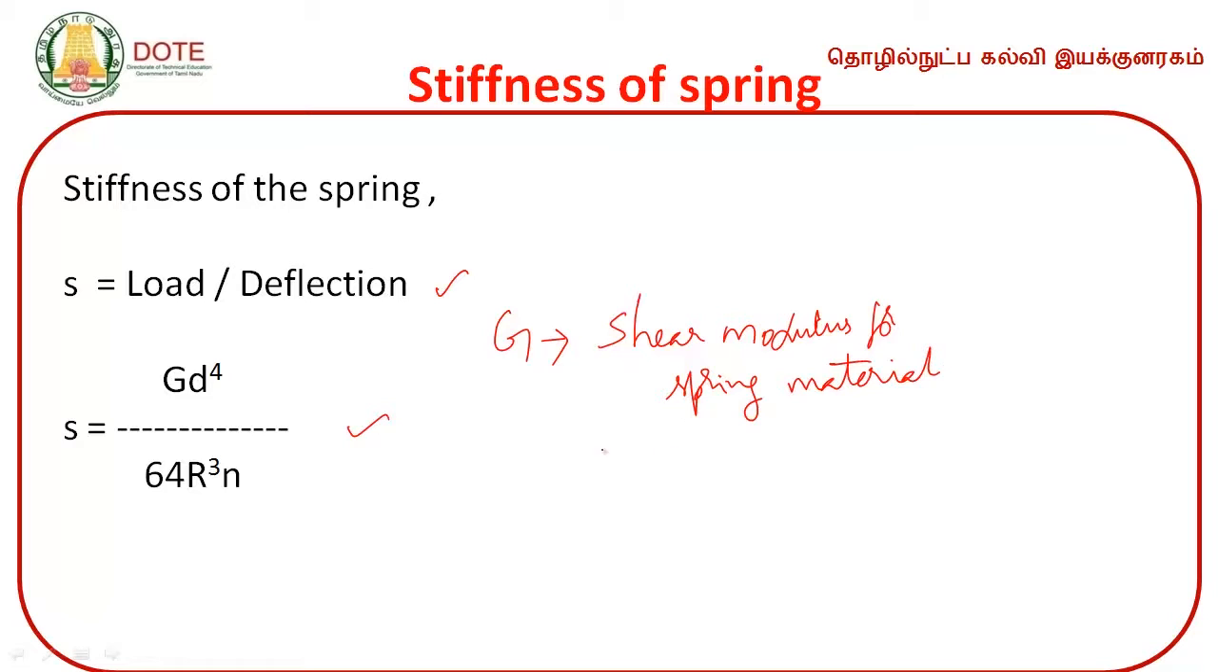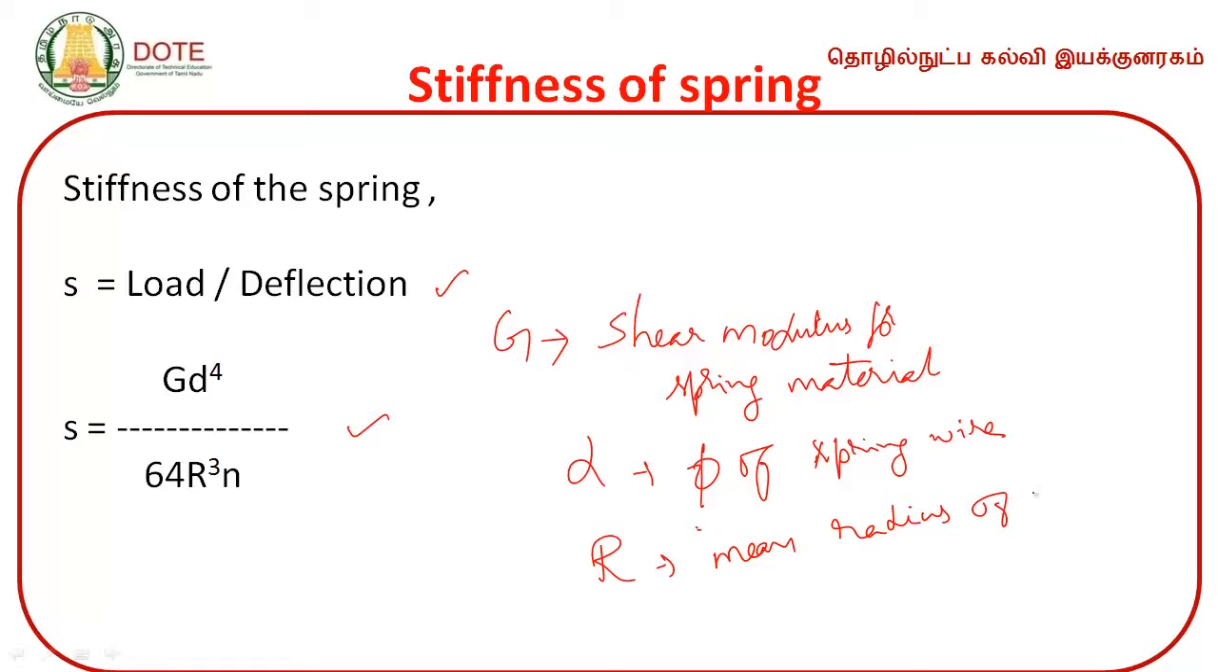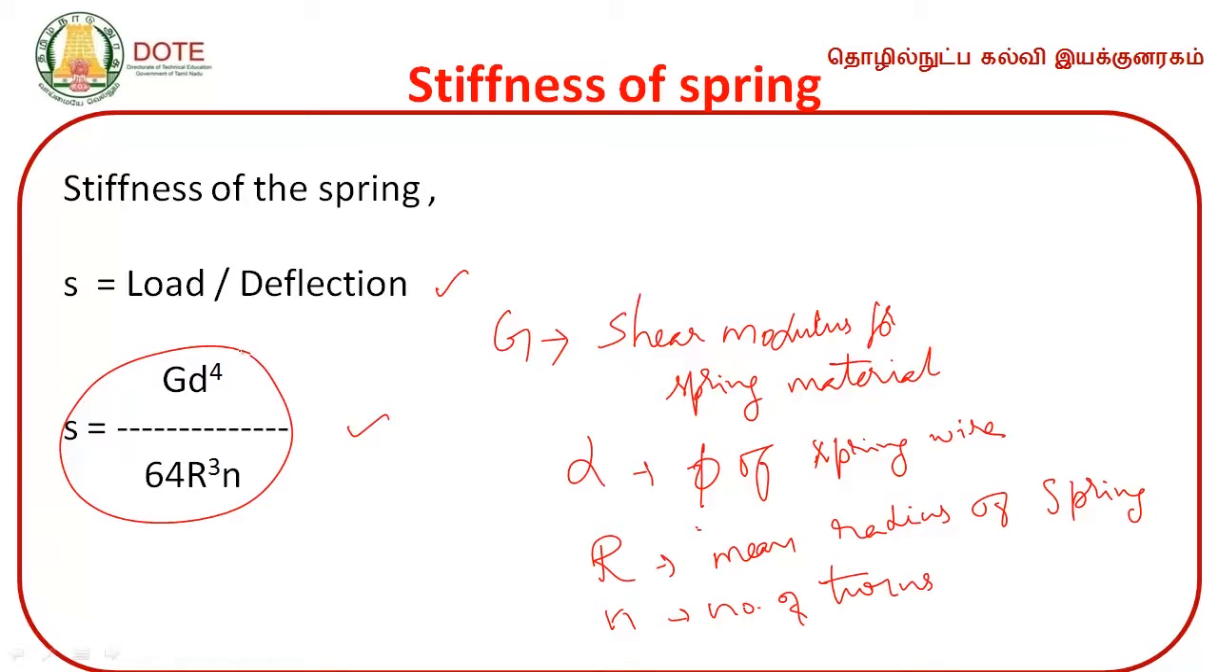And we know that d is the diameter of the spring wire. What is R? R is the mean radius of the spring. And N is the number of turns. So by using this formula, we can calculate the deflection and stiffness of the spring.